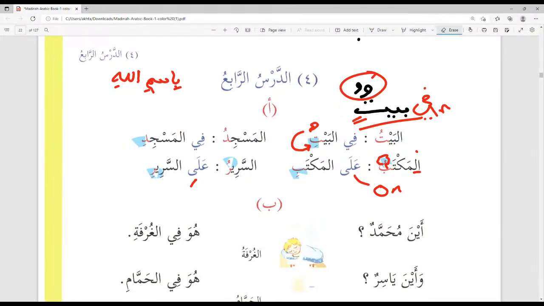Now, I hope that's clear. As I said, all we need to know right now is the meanings: fi is "in" and ala is "on", and when they come before a word, they change it from a dhamma to a kasra.